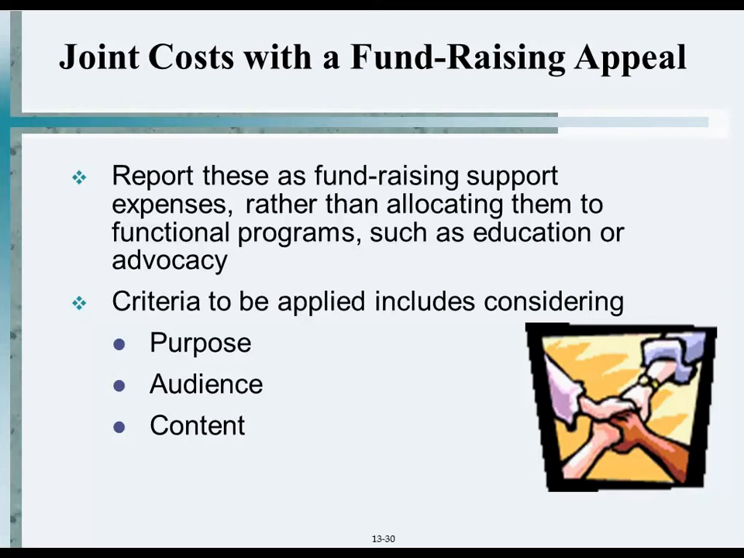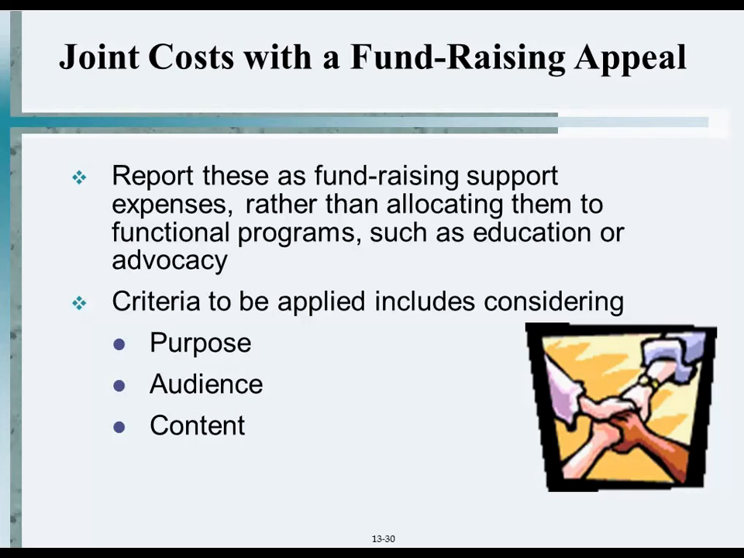Now, why is this an important question? The reason is it's an important question because you need to figure out, is it part of the programming cost or is it part of the support cost? If you've got an expense which has part of fundraising and part of programming, how do you figure out which one it is? So what we have come up with is this criteria which says of purpose, audience, and content. And basically what it says is that if your message is very clear as to what the purpose is of your message, your audience is targeted, and your content requires them to act in a certain way, you can allocate the cost between fundraising and programming.